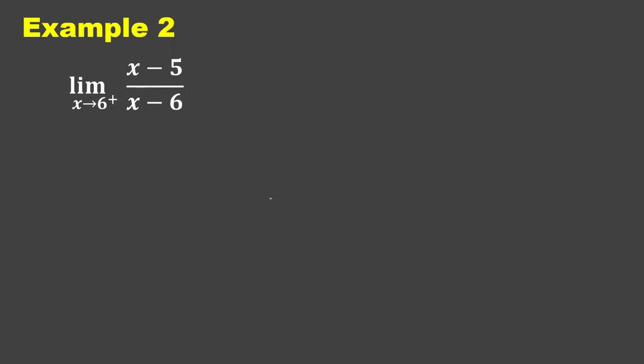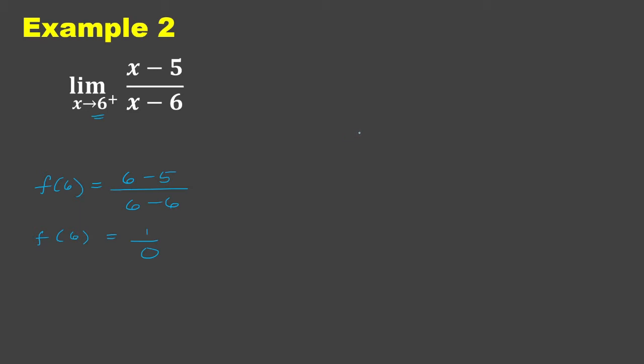For example 2, let's say we have the limit of x minus 5 over x minus 6 as x approaches 6 from the right. So let us first try to get f of 6. So we have 6 minus 5 over 6 minus 6. So we have f of 6 is equal to 1 over 0. So therefore, we're going to do the strategy for infinite limits.